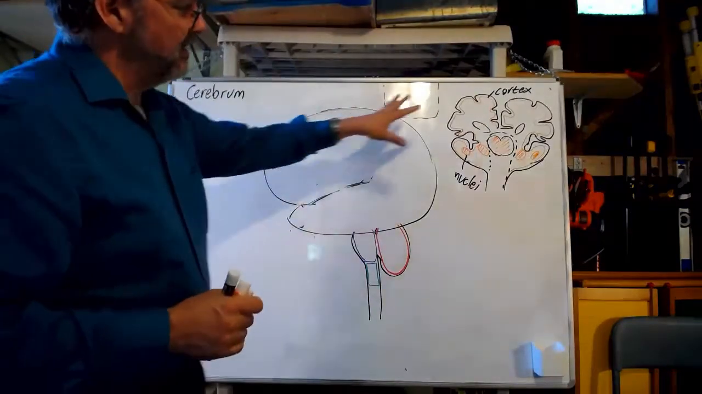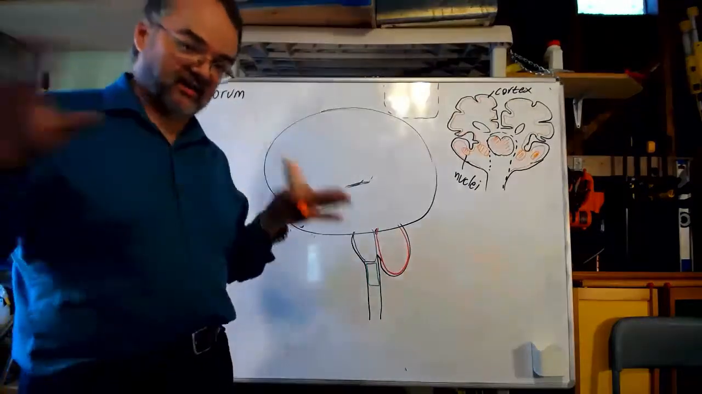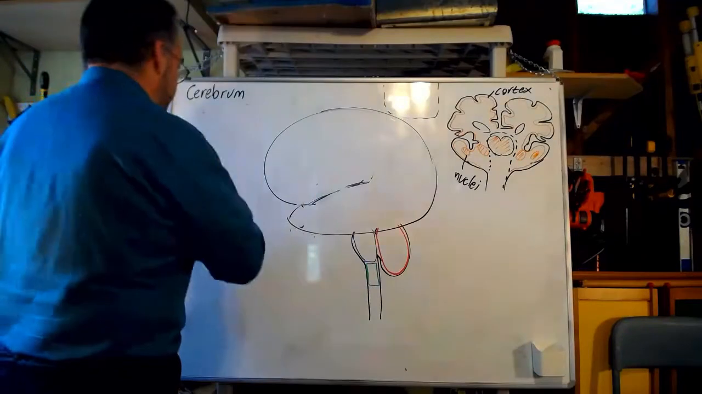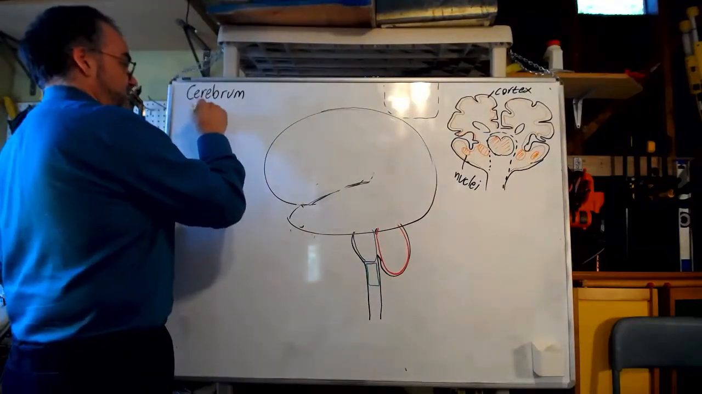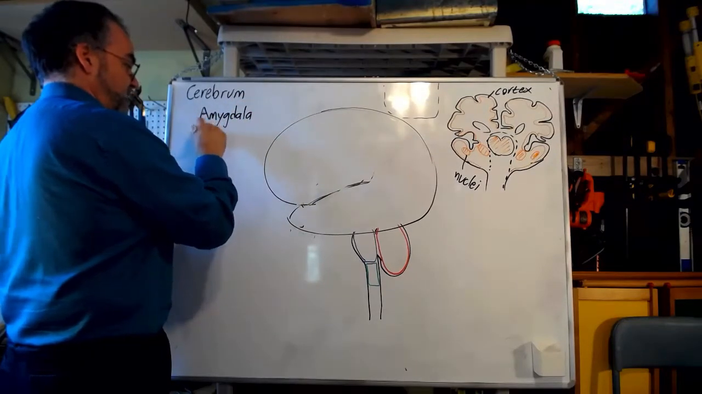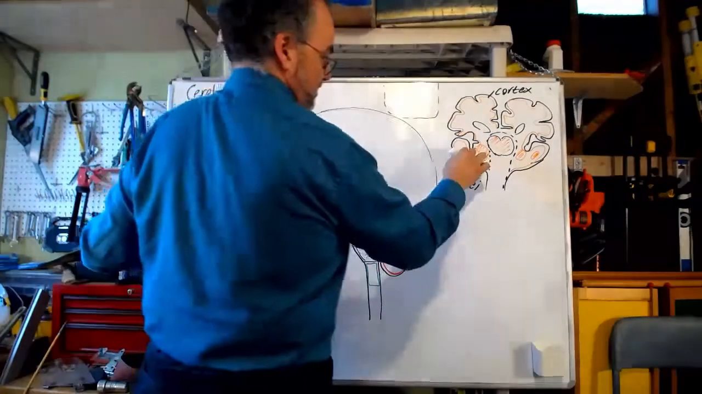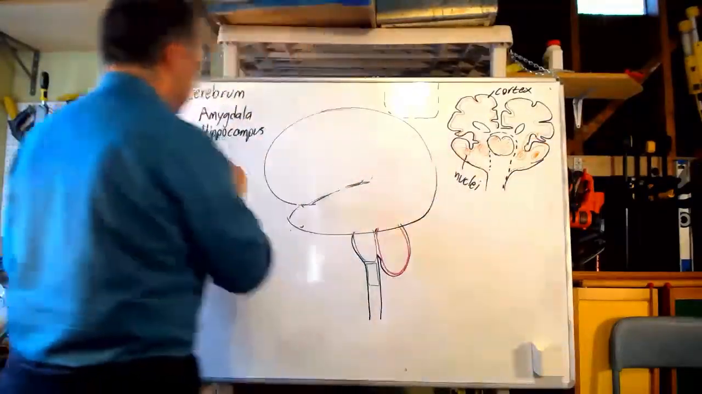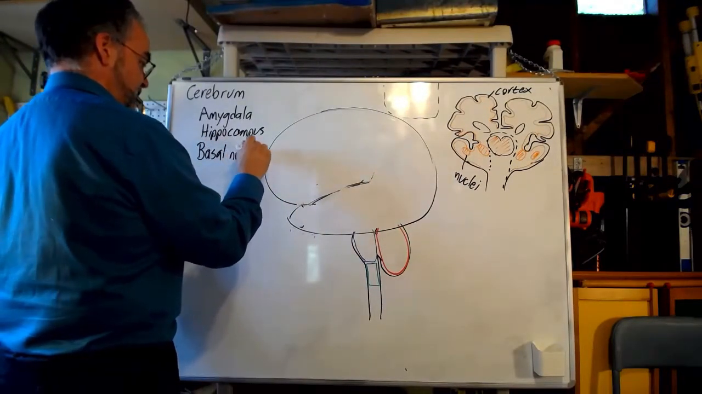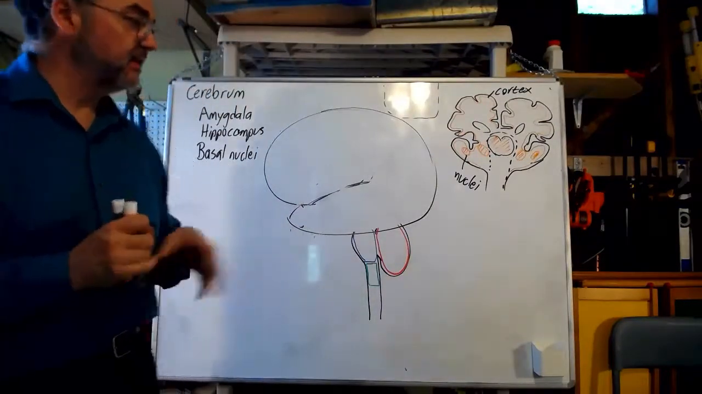So, let's talk a little bit about some of those deep areas first. Now, we're not going to list all of them. They're complicated and there's a lot of them. But some that we might talk about would be things like the amygdala and hippocampus. Those are found deep in this part. The basal nuclei. That's actually a decent list. That's not all of them by any means, but that's some of the ones we're going to mention.